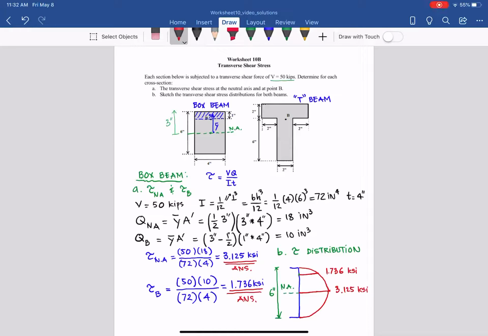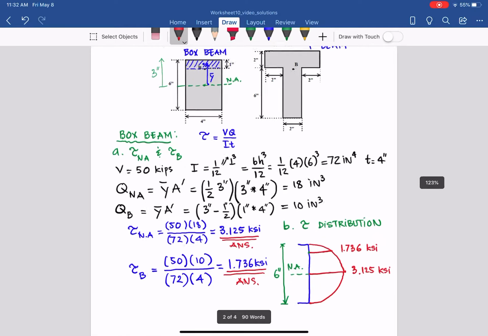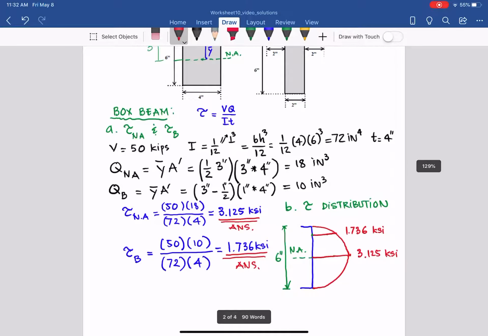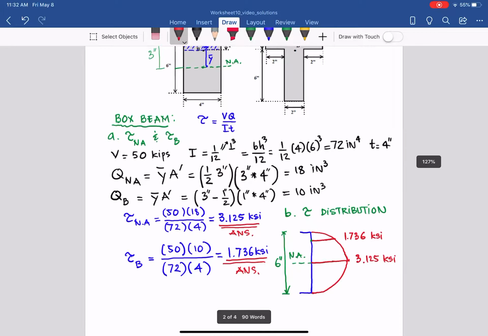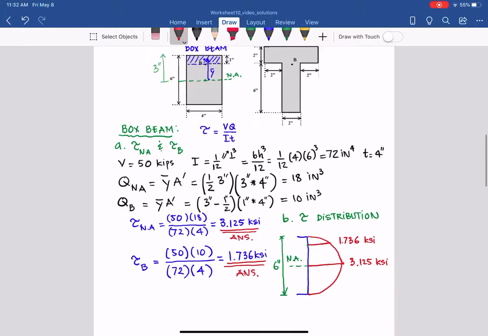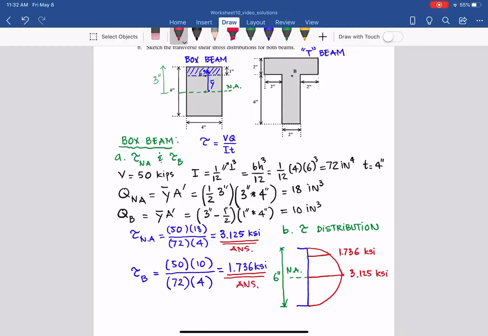In the first portion of the solution for worksheet 10b, we deal with the box beam, which is a rectangular cross section, and we know what the tau at the neutral axis and tau at point B are, and also the distribution of the tau, which is the transverse shear stress. And with that, we already know the centroid for the rectangular cross section. Now move to the T-beam.